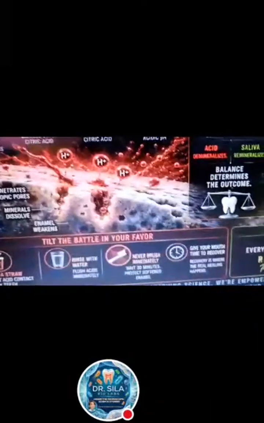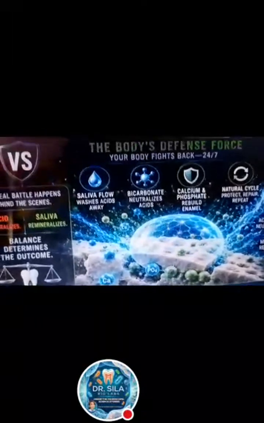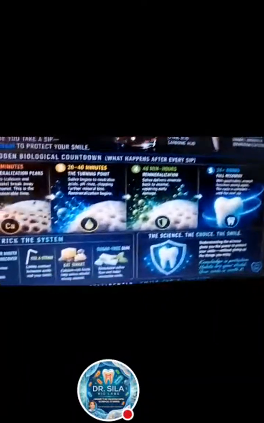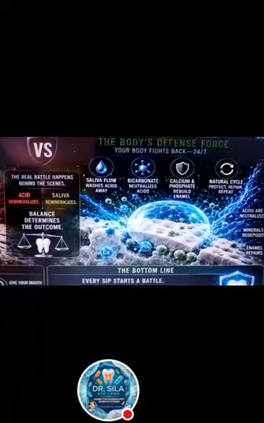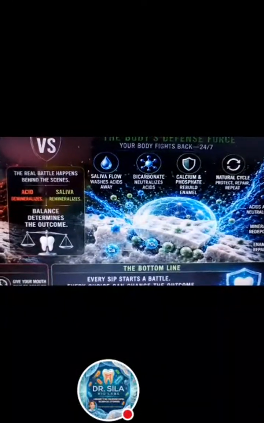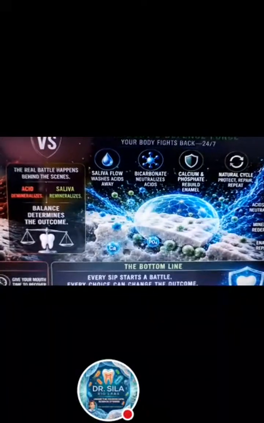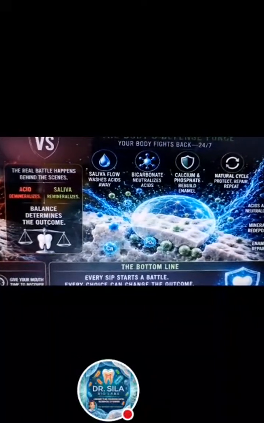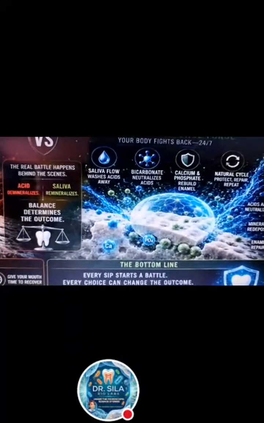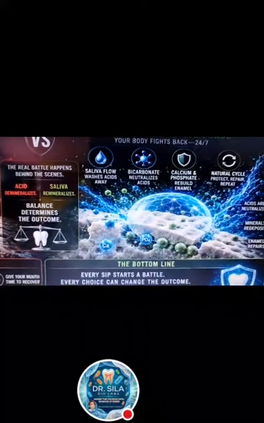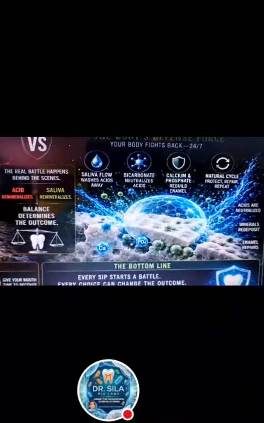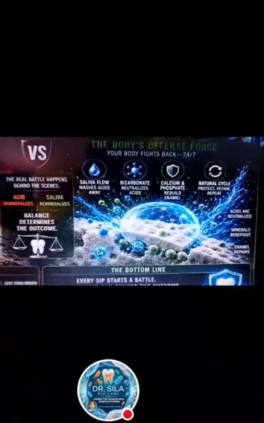And how does our body respond? The defense system, the saliva, is acting 24/7. Saliva washes away the acids. Bicarbonates in the saliva neutralize the acids. The calcium and phosphate rebuild the enamel. And the natural cycle continues. The natural cycle protects, repairs, and of course it repeats.